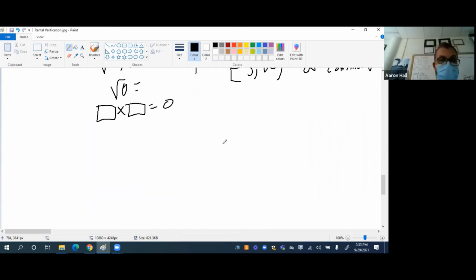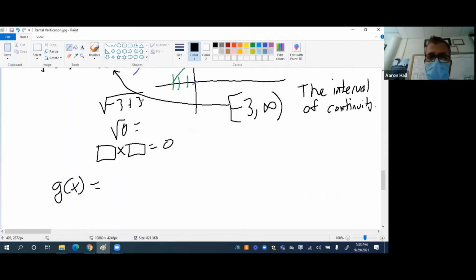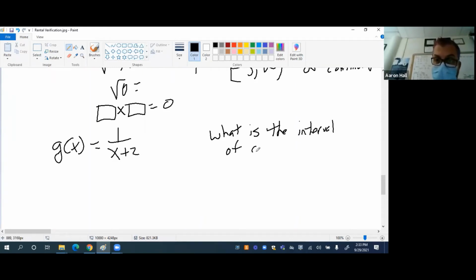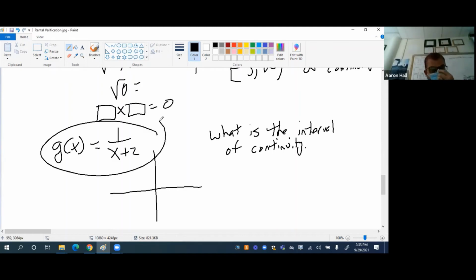What if I have, let's do g of x. If I'm going too fast, let me know. I always hated when a teacher moved on and it's like, oh, I'm about to write that down. No. All right, I have 1 over x plus 2, and the same thing, I want to know what is the interval of continuity. What does this graph look like? What function family is this? That's rational. This is part of our rational function family.